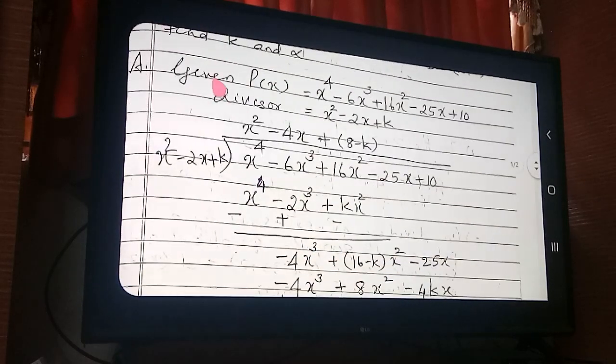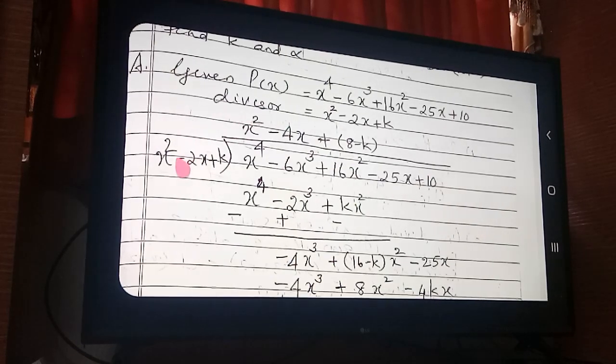See, given p(x) is equal to x raised to 4 minus 6x cube plus 16x square minus 25x plus 10, and the divisor is x square minus 2x plus k. So here the division, you want to listen properly, it is a little complicated division. If you do not listen properly, you will not get the idea. So first term by first term, x square is coming. So you multiply x square and write here.